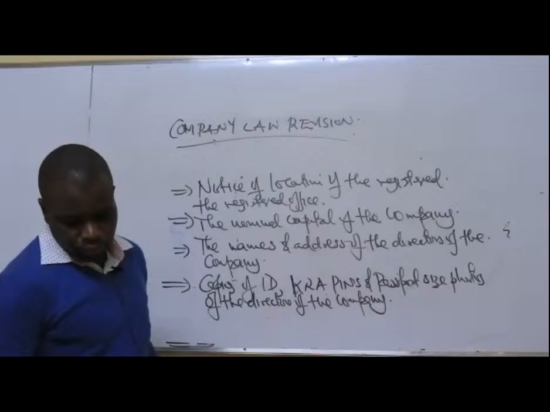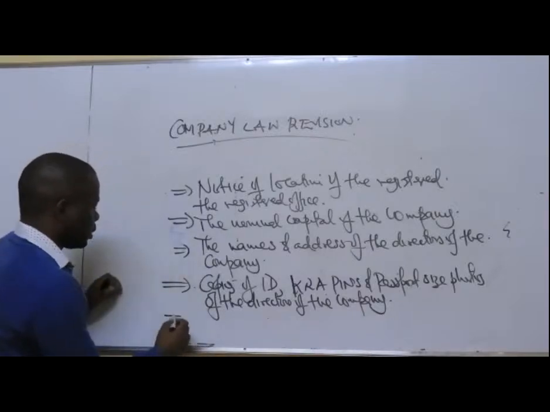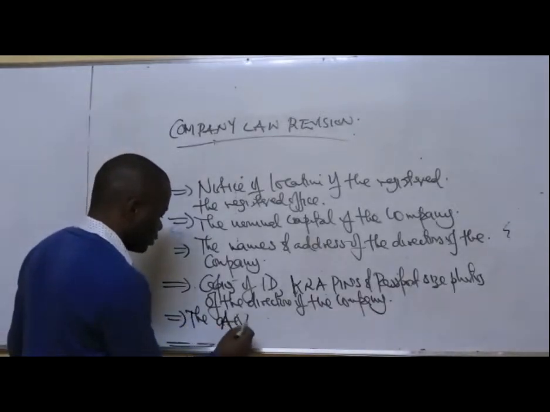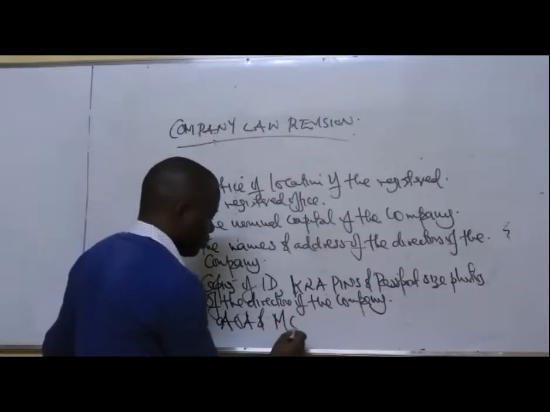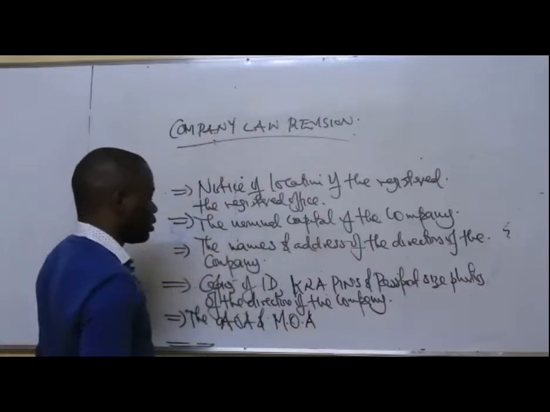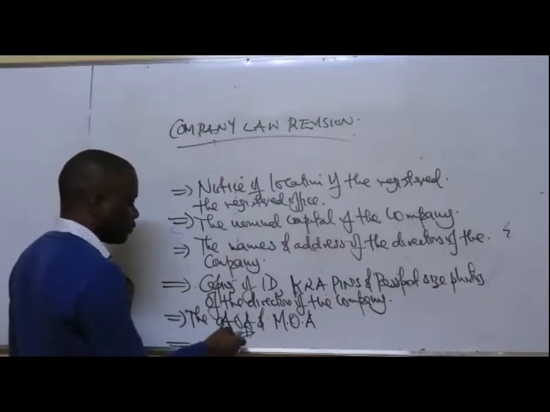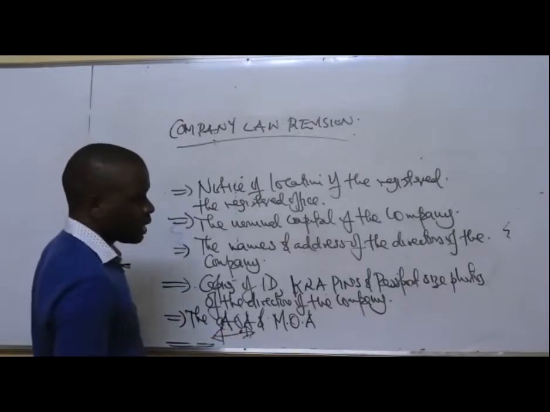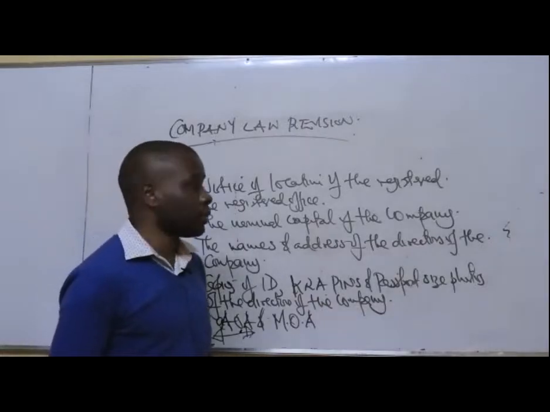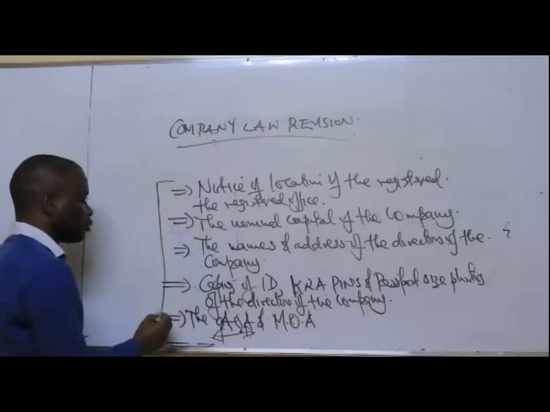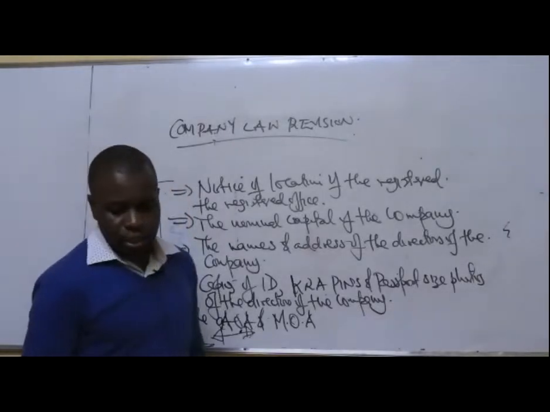You can also talk about the articles of association and the memorandum of association, or you can simply say the constitution of the company, or the rules governing the internal affairs of the company. They should be stated, attached or included in that particular request for registration of the company. So these are some of the particulars that should come out clearly when you are seeking to register your company.